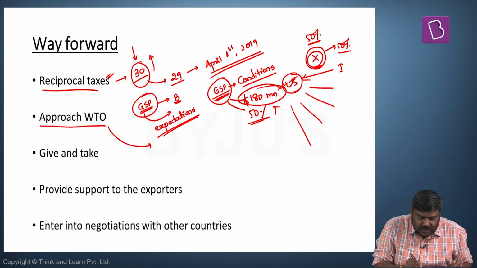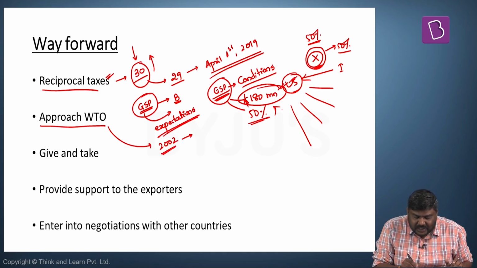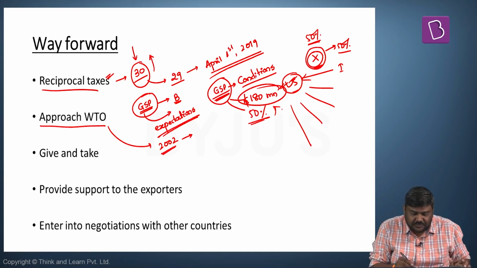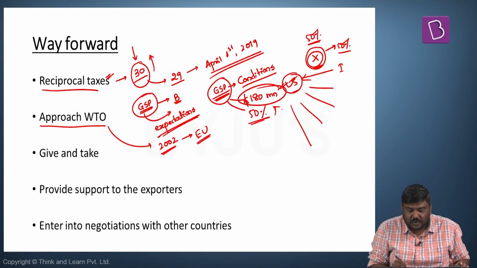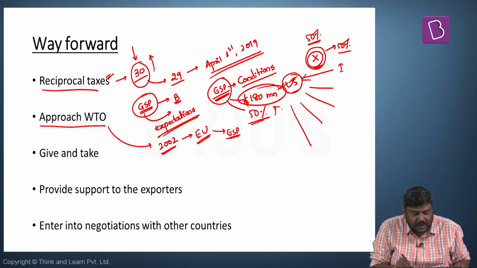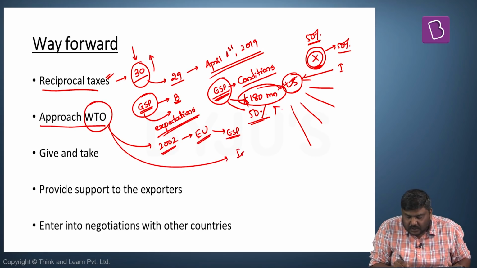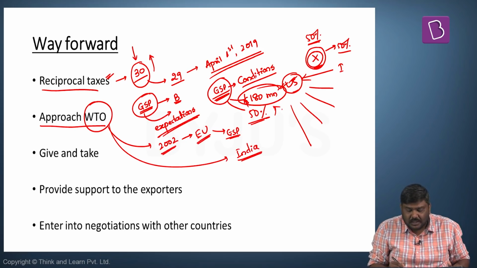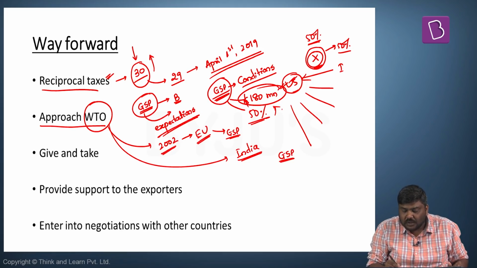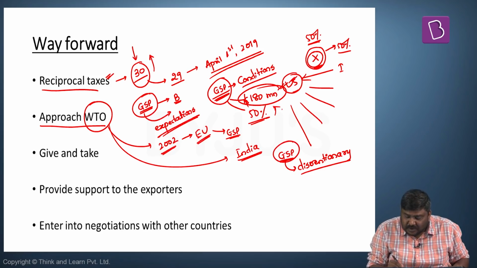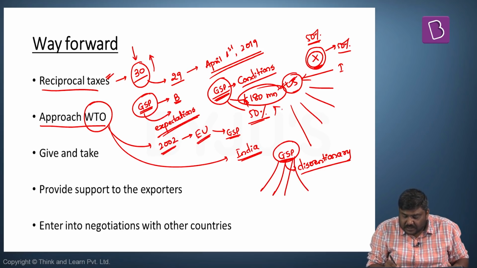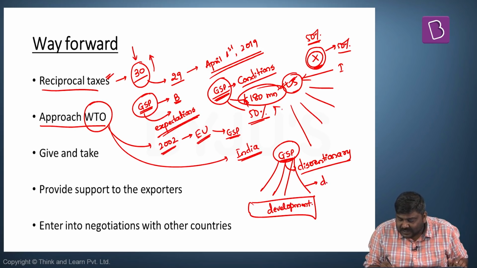Already there is a precedent where in the last decade, the Indian government challenged certain decision making of the European Union with respect to GSP benefits. And the WTO ruled in favor of India. The gist of the ruling was simple. WTO stated that whether to provide GSP benefits or not is the discretionary power of the developed economy. But whenever the GSP benefits are provided to multiple countries which are at the same level of development, there cannot be any kind of discrimination.